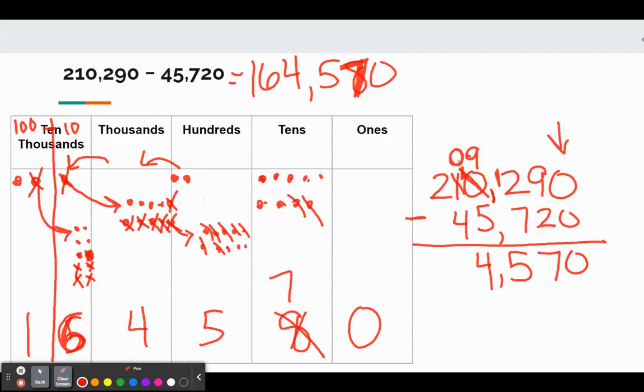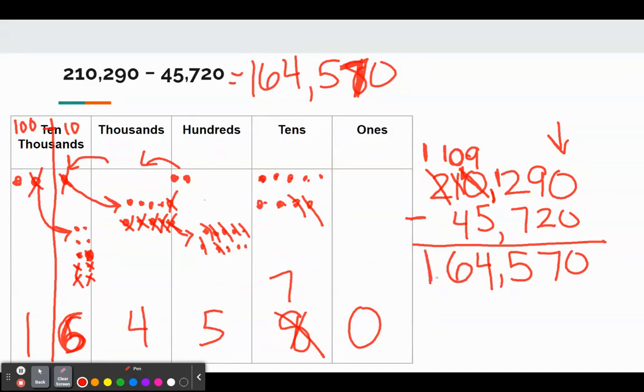Now I have 0 10,000s, but I need to take away 4. So I need to go to my 100,000s. I need to take 1 100,000. That's going to leave me with 0 100,000s left. I'm going to change one of those 100,000s into 10 10,000s. So I'm going to add those 10 10,000s to the 0 10,000s we have. So now we have 10 take away 4, which is going to give us 6 10,000s. And we have 1 100,000. We're not taking anything away. So we're going to go ahead and get 100,000.